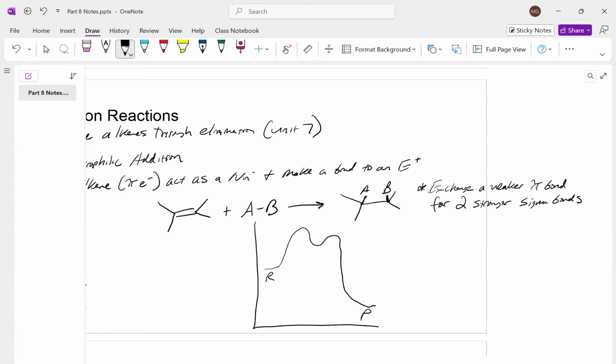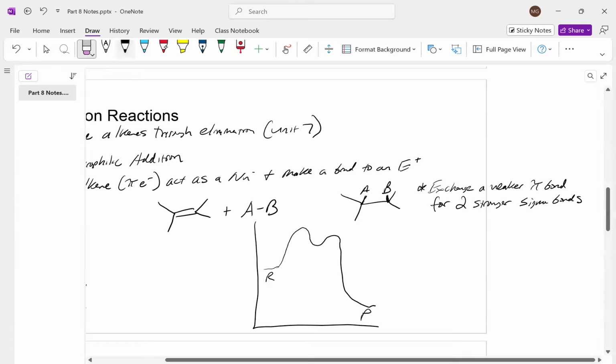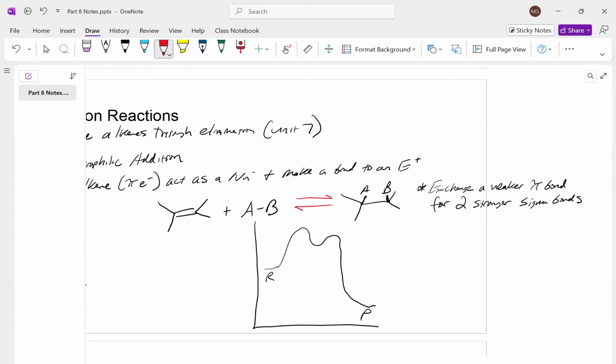Now, some of these reactions are actually reversible. So I'm going to change my arrow up here and instead make it an equilibrium arrow, where going to the product side is the addition and going to the reactant side is elimination. I want you to look at this energy diagram and imagine starting at the products and going back to the reactants. What would it take to do that? We've got to get over this very large activation energy barrier.